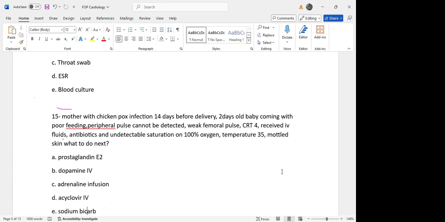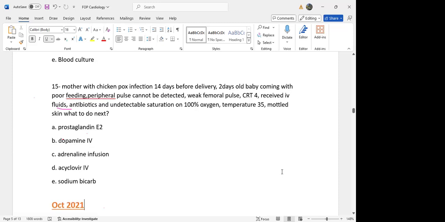And still the child is mottled and not improving, the saturation is undetectable, you have weak femoral pulses, and peripheral pulses cannot be detected at all. So central along with peripheral pulses. And the age is very important. It's a 2-day-old baby, not 14 or 15 days old. So what do you think is most likely in this scenario?